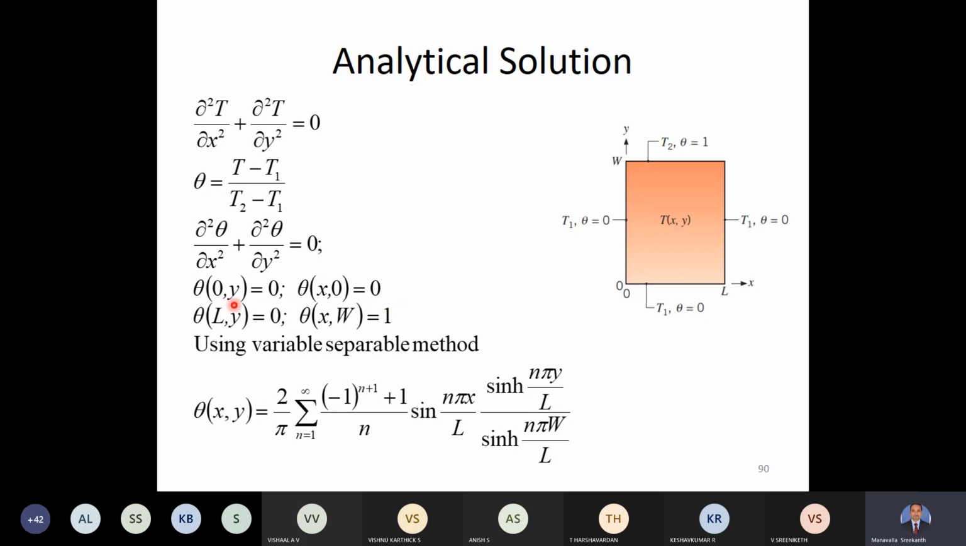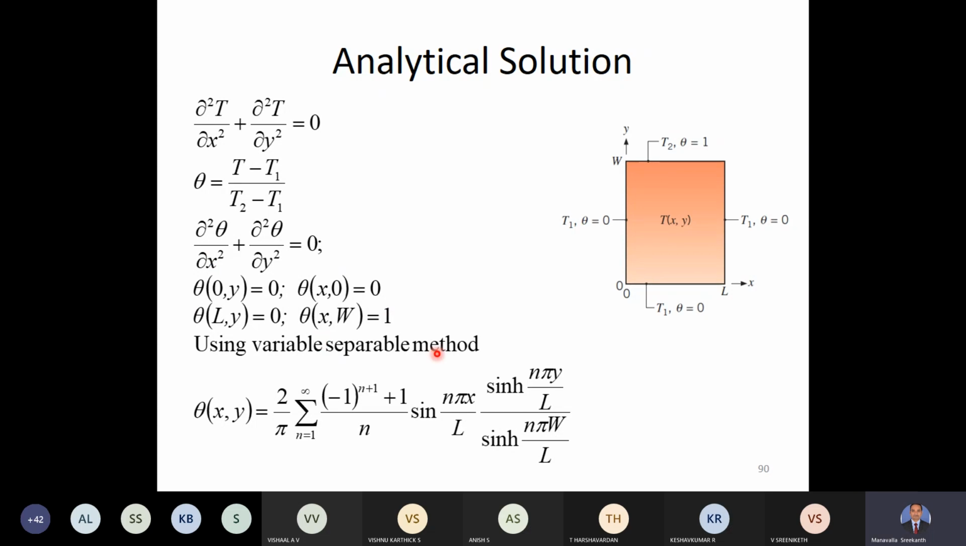And the boundary conditions are: at x is equal to 0 and any value of y, theta is equal to 0. Similarly, at any x and y is equal to 0, theta is equal to 0. Similarly, at x is equal to L, so at this side and any y, theta is equal to 0. And at this face, at any x and y is equal to W, theta is equal to 1. So in this way, we can represent these conditions mathematically using this equation. To take a close look later on.